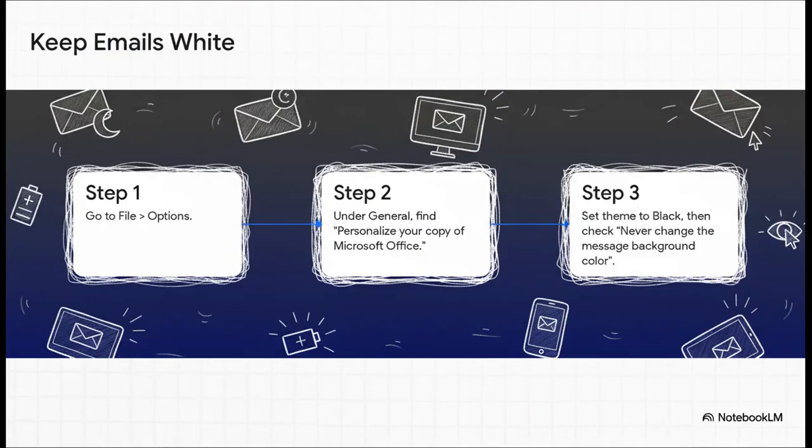So to get this cool setup, you're going to go to File and then Options. Right there on the General tab, make sure your Office theme is set to black. Then just look for a little checkbox that says Never change the message background color. You're going to want to check that box, click OK, and boom, you've got the best of both worlds.